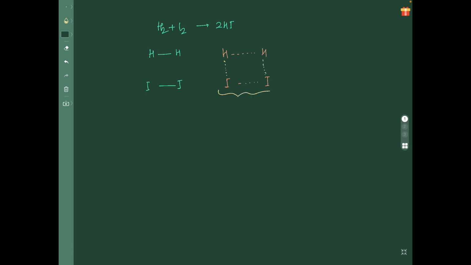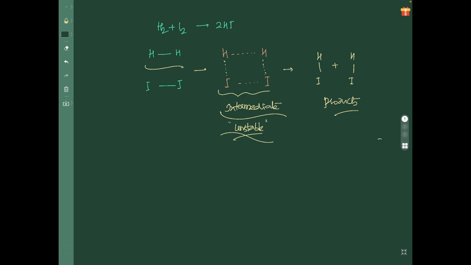So this is called the activated complex, or you say intermediate. Through an intermediate it is going to happen, and then the bonds will break and it is going to form HI and HI. These are the products. According to Arrhenius, what he says is generally when the reacting molecules are reacting, it is going to form an intermediate, and later the intermediate breaks up and converts into products. And the intermediate is generally unstable. If it is stable, the further reaction won't take place. So it is going to be unstable and later turns into products.